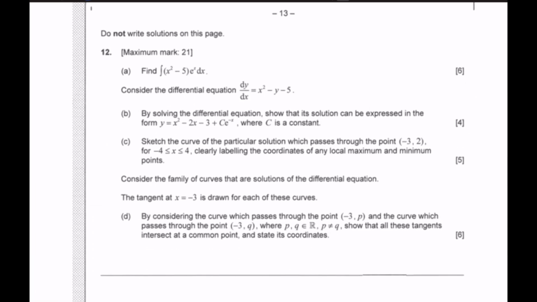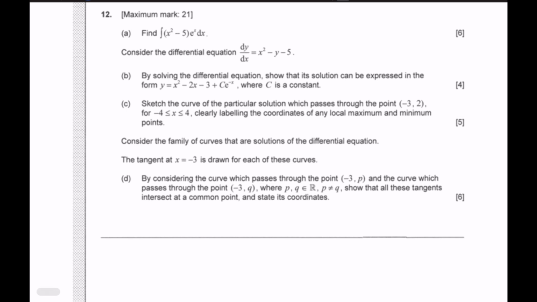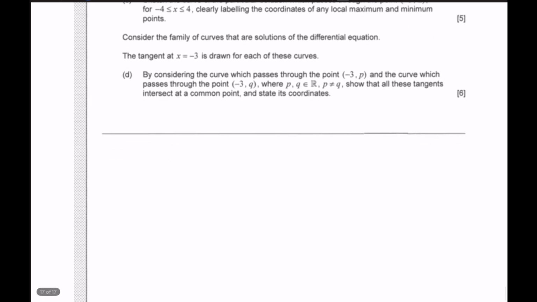Now, moving on to our last question, which is, I think, a pretty long question. Fine, so here we have to first integrate x squared minus 5 times e to the power x dx. So if we use the ILATE rule, this is the way we'll differentiate and this is the way we will integrate. So we have one algebraic, one exponential. So exponential has to be integrated, the algebraic has to be differentiated.